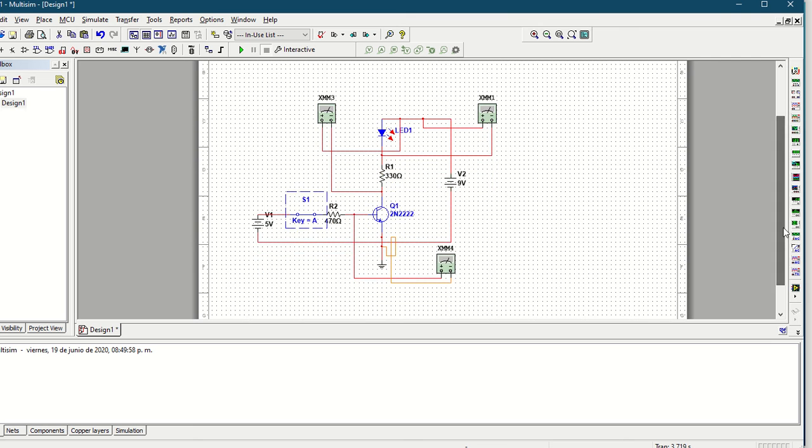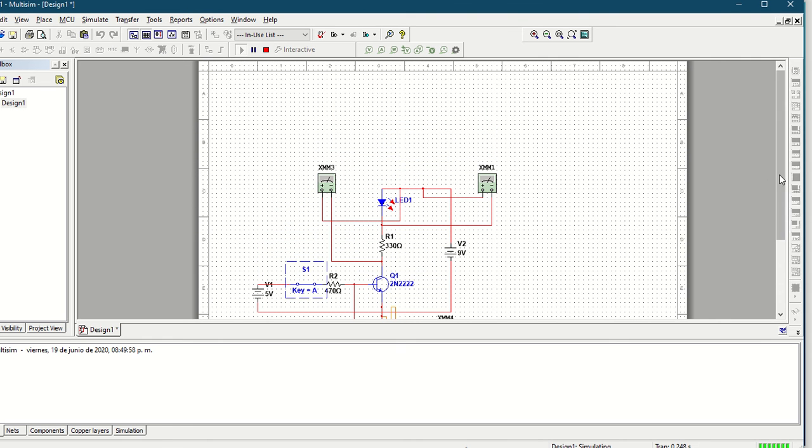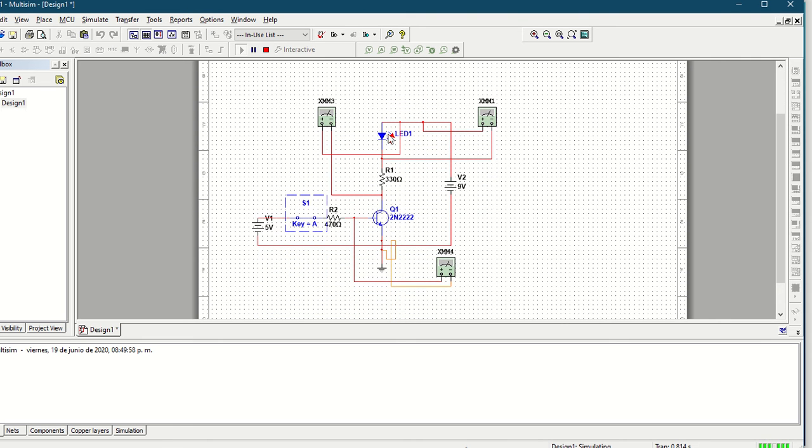Okay, so it's running. We see here that our LED is on. If I press the switch, it's going to turn off. So here the transistor is acting as a switch, because there is a voltage, but there is no current flow through the transistor. So it's an open circuit right now. When I press again, there is a closed circuit, so there is current flow through this circuit.